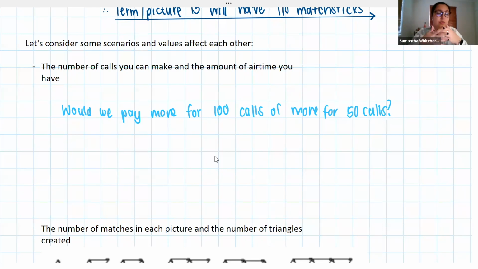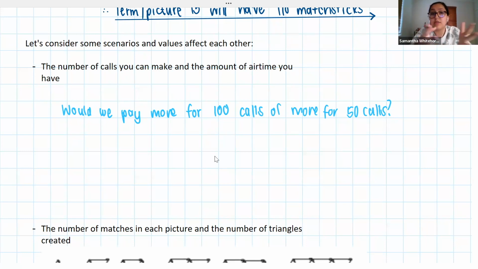Okay, so we would pay more for 100. And this is, again, a real life application. If you have a cell phone contract or if you need to buy data or airtime, you need to know how much you need to buy or how much you're able to spend. So let's say you only have 100 Rand to buy airtime or data in a month. You need to make sure that you're not using up those calls too fast, and that you are using your money appropriately.